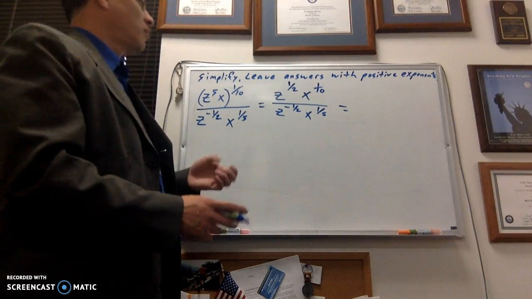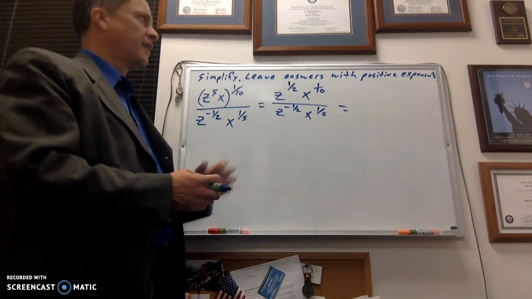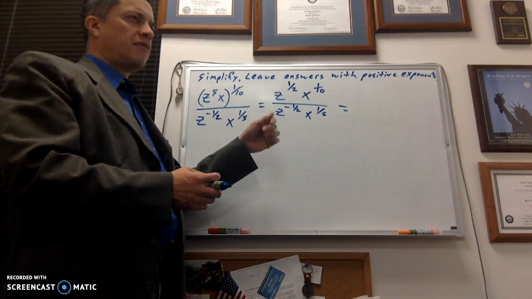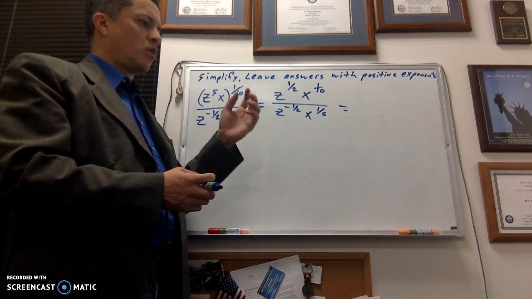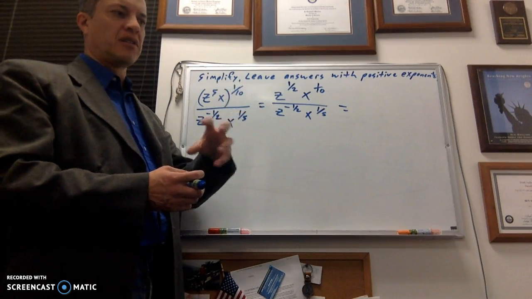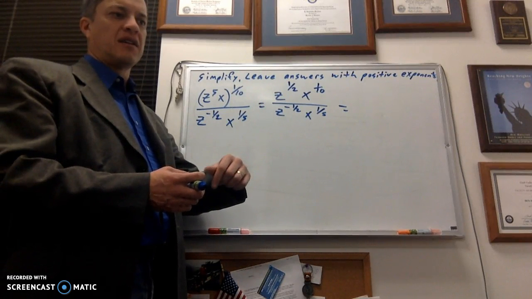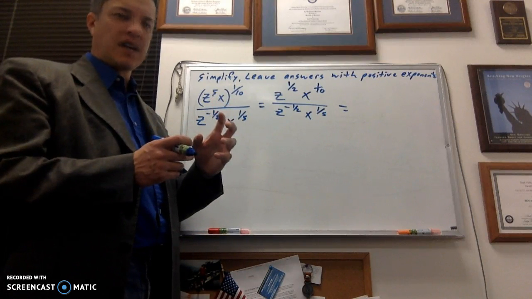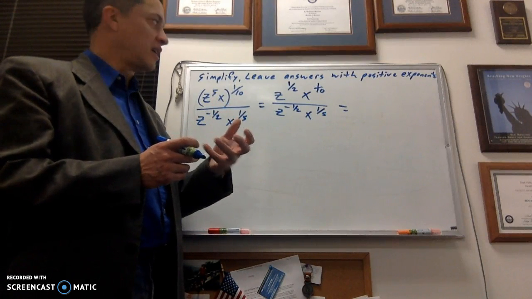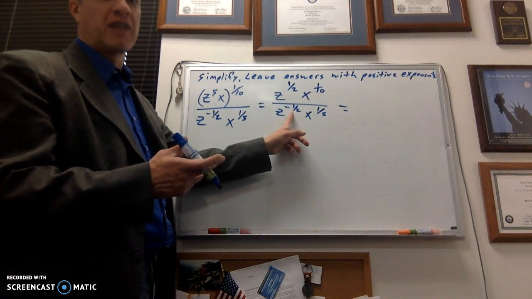So your next thing you might want to think about doing is, some people like to think of it this way. Like bases getting divided will subtract the exponents. So the question is, where do you subtract it? Subtract it all in the numerator or in the denominator? Well, I like to say that the bigger exponent is going to dictate what side of the fraction bar it's going to be on. So the 1/2 in the numerator here is obviously bigger than the negative 1/2 in the denominator.